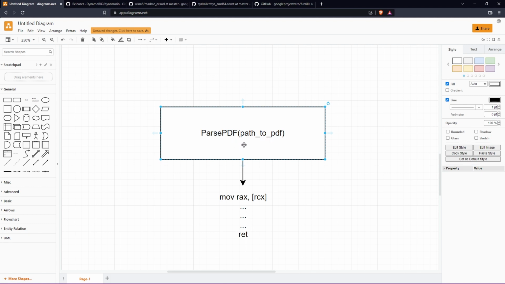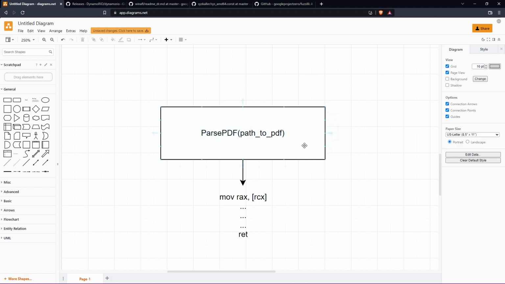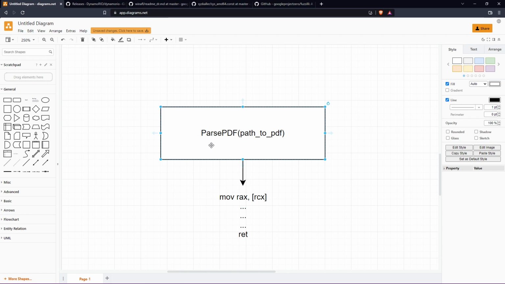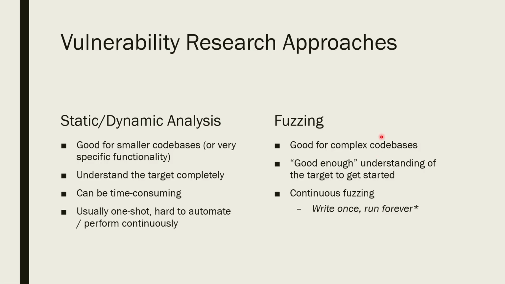To get started in fuzzing there, it requires much less knowledge to get started. And even if the implementation was super complex, the interface isn't. It's just a path to a PDF. So I don't need to worry about the super complicated implementation it does. I can just call it with a PDF. So hopefully that kind of gives you an idea of how fuzzing can be quite beneficial for finding bugs.